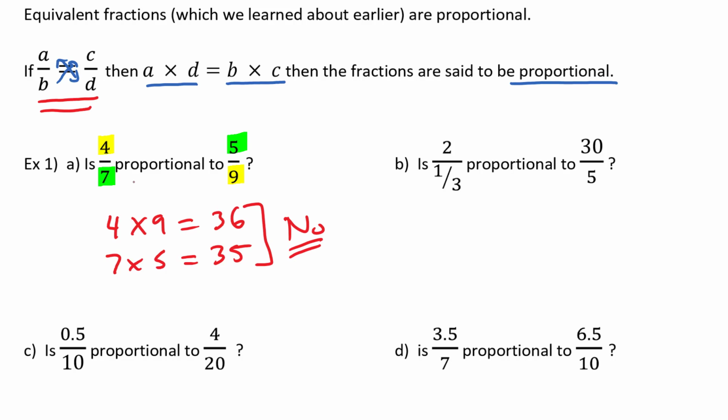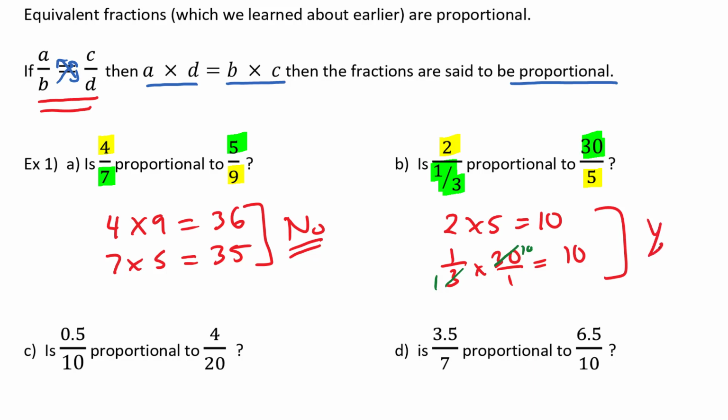This one looks different. We have a fraction within a fraction. We do the same thing. Is 2 over 1/3 proportional to 30 over 5? So again, let's cross multiply, and we'll see if they're equal. Yes. 2 and 1/3 is equal to 30 over 5. They are proportional.